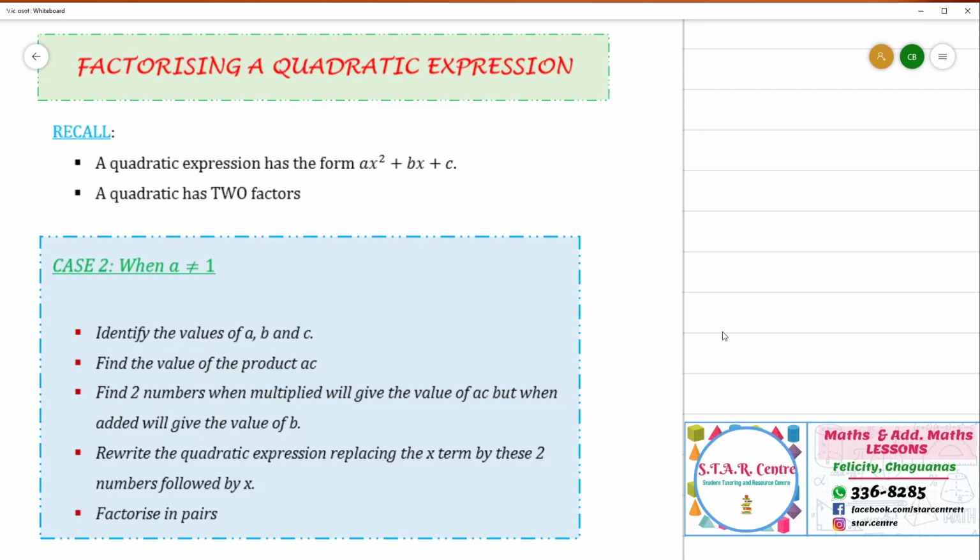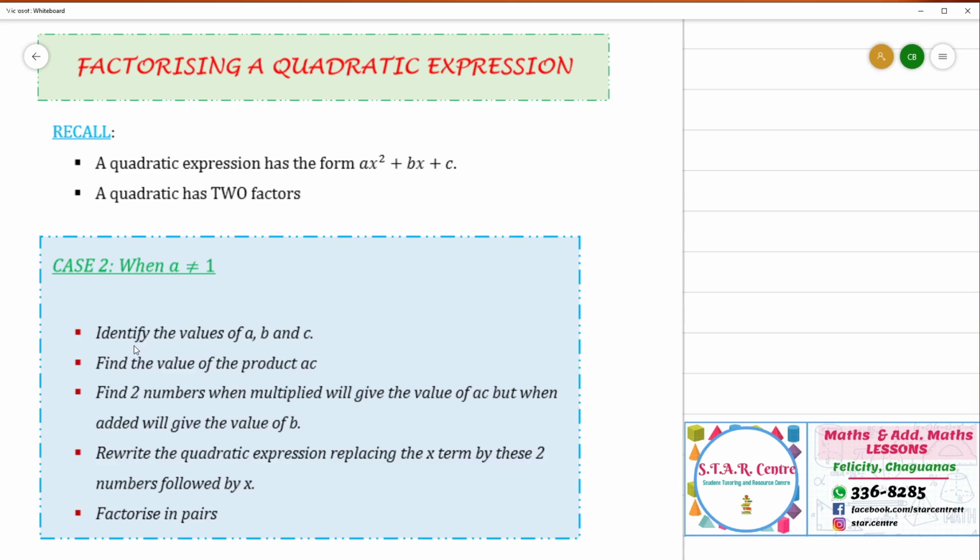Everyone, today we are continuing factorizing a quadratic expression. So just to recap last video, we discussed what a quadratic is. It's an expression in this form, ax squared plus bx plus c, where a, b and c are constants or numbers. A quadratic has two factors, and in our first case we had where a is equal to 1. In this case, we are looking at when a is not equal to 1.